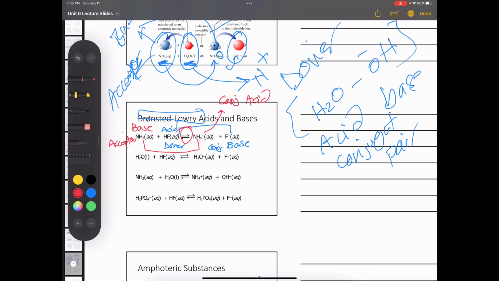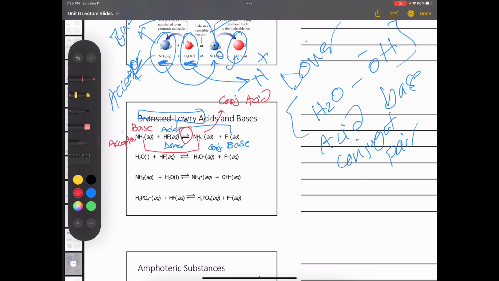Okay? So if I were to ask, can you name a conjugate acid-base pair? The NH3 and the NH4 plus, this is a conjugate acid-base pair. Okay? And same thing for the hydrogen fluoride and the fluoride.